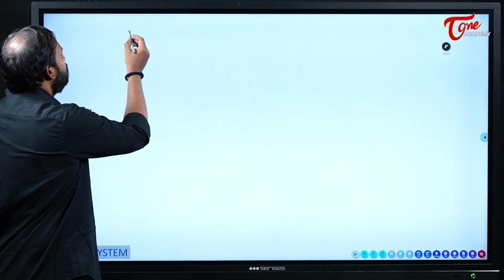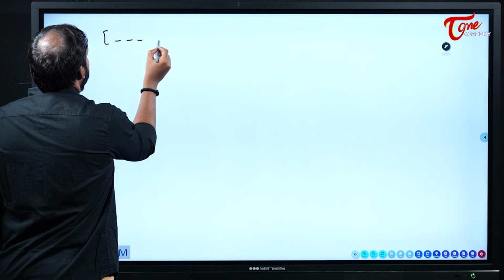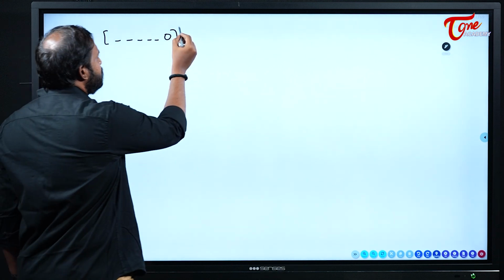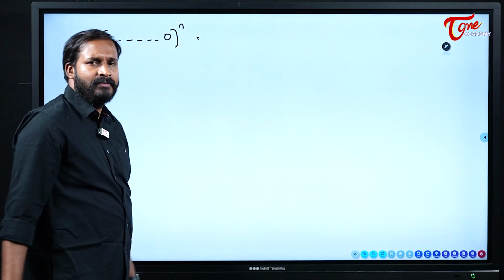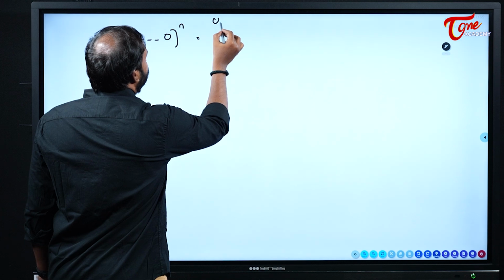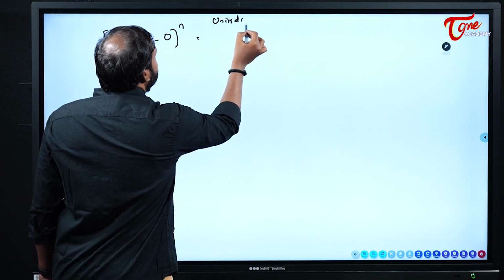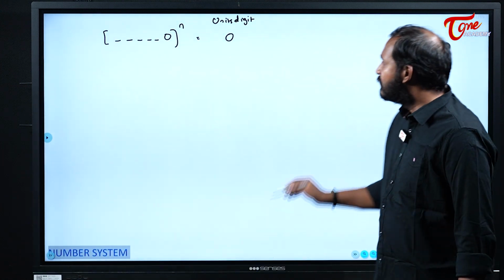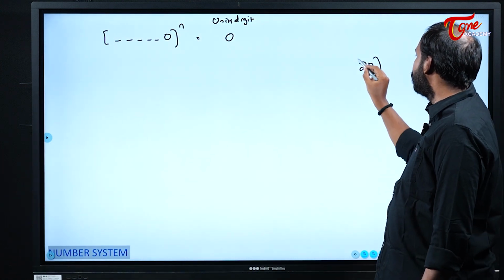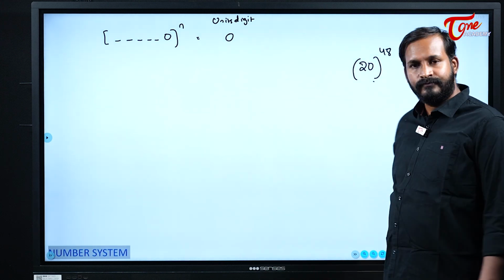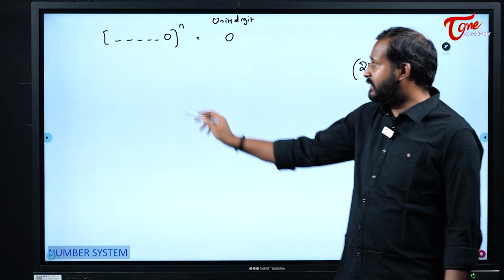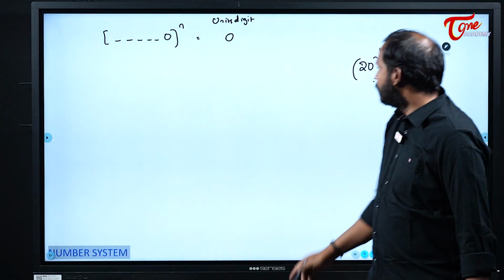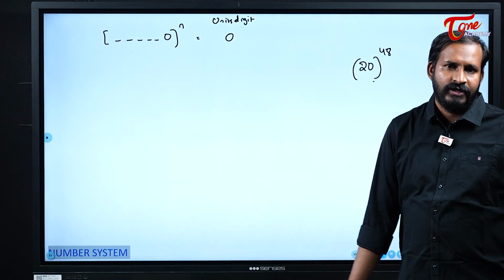See here, any number which ends with 0, whatever power it may have, what will be the units digit? The units digit is 0. For example, I will take 20 to the power of 48, irrespective of the length of the number. This indicates a 2-digit number, 3-digit number, 4-digit number, whatever it may be.